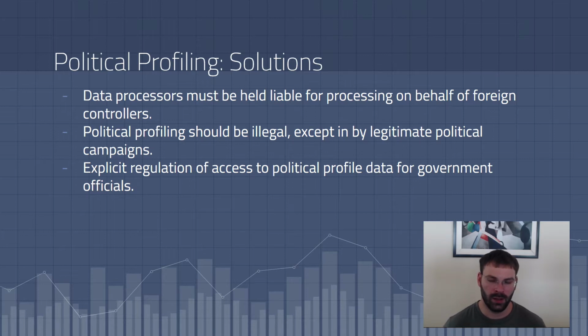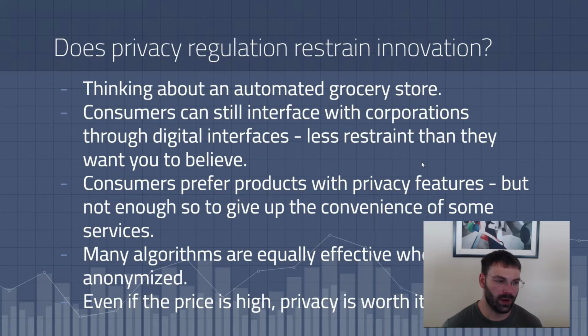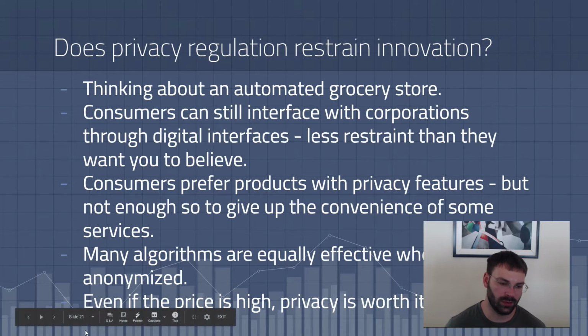And lastly, another solution I'm proposing is that there ought to be explicit regulation of access to political profile data for government officials. So the problem is, once this data is out here, even if it were to be restrained just to political campaigns, once that data exists, unfortunately, it can be difficult to regulate who has access to that data. But I think there should be some attempt made to specifically forbid government officials from accessing and using that kind of data for personal gain. That wraps up my problems and solutions, I believe, for the Washington Privacy Act.